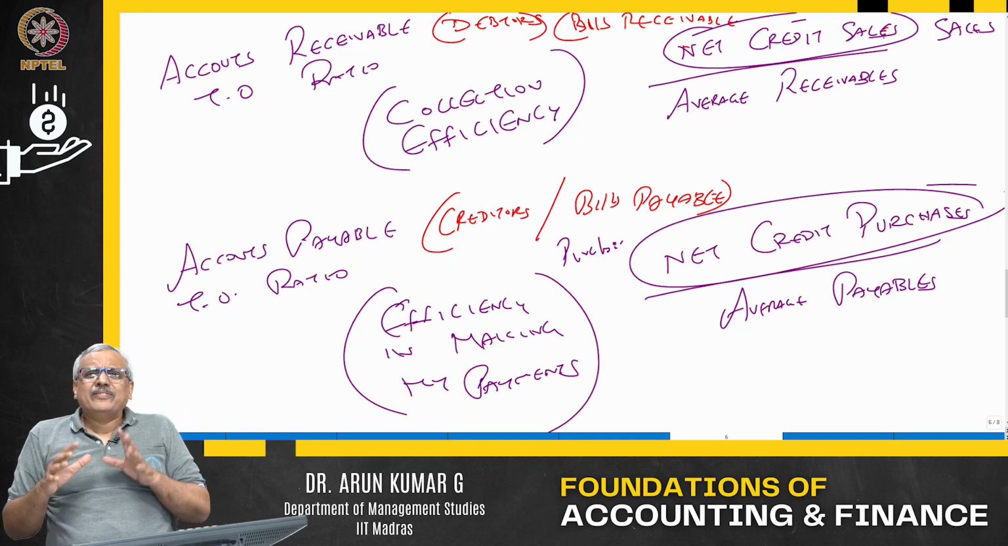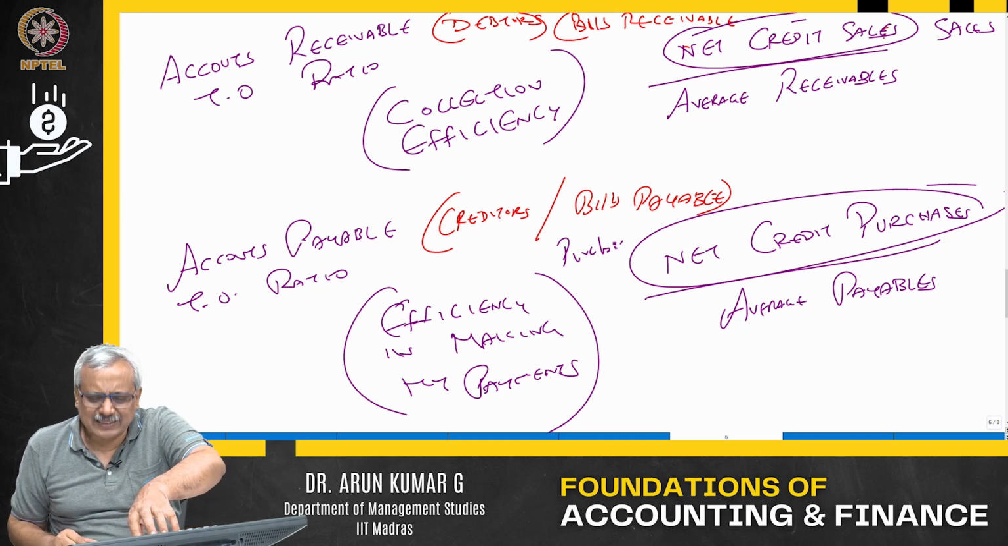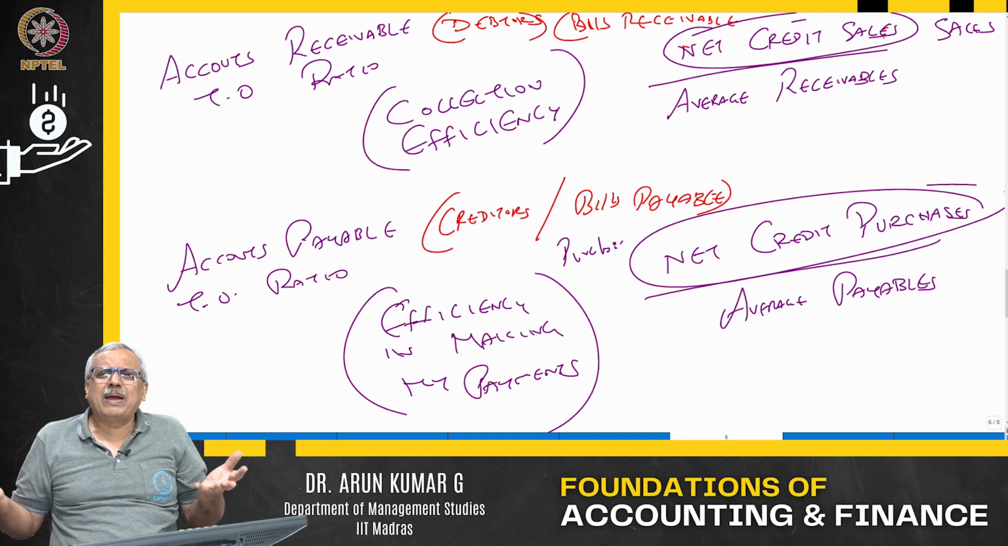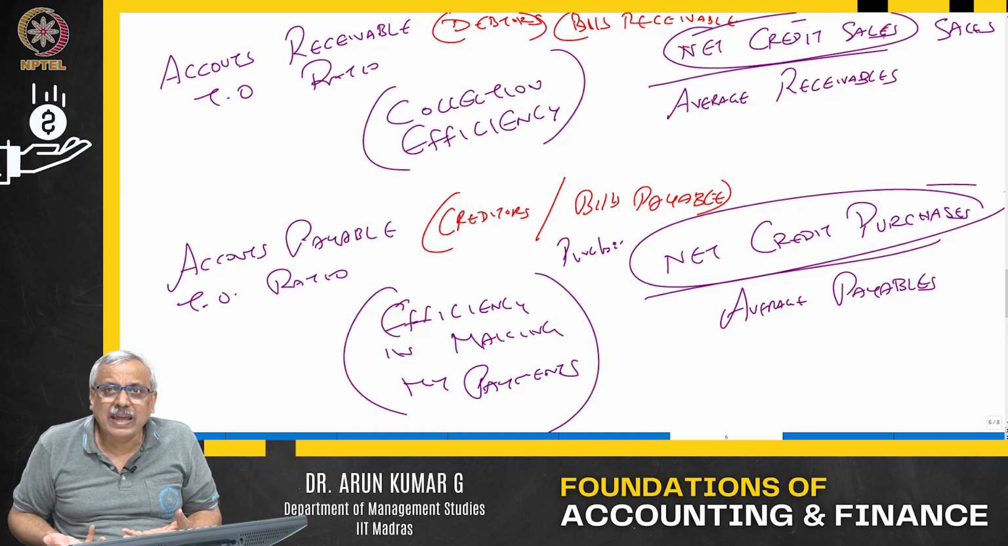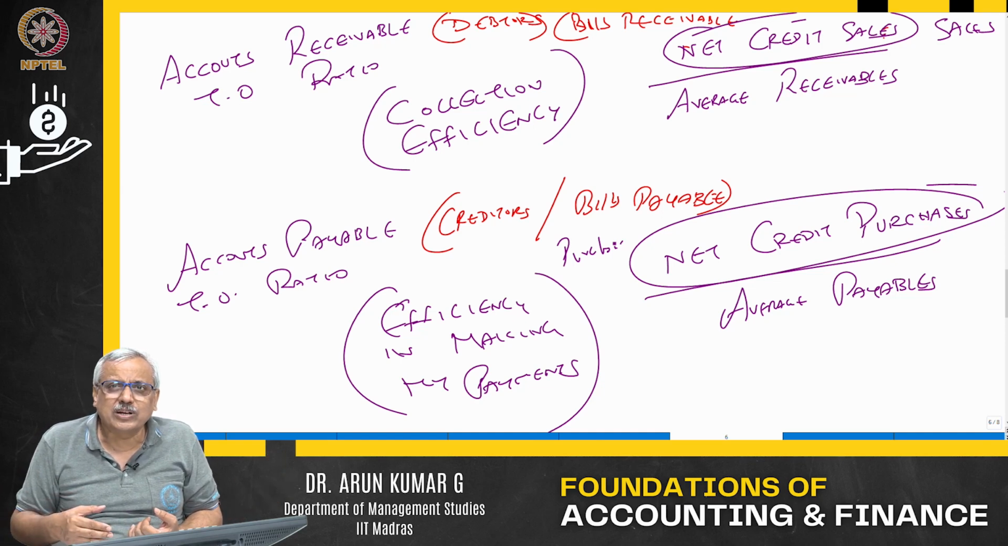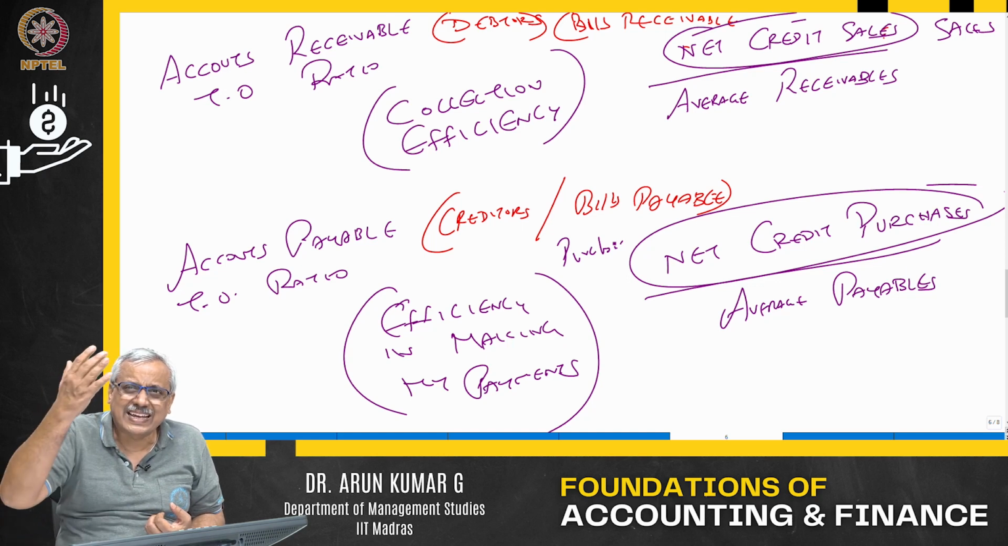So, what are we looking at? We are looking at efficiency in collection and efficiency in payables. For example, if my payables are very sticky, my credit purchases are very small and my payables are huge, I am not paying. That means what? In future I am going to encounter a problem: nobody is going to sell goods to me, or if they do, they will sell at a higher cost.